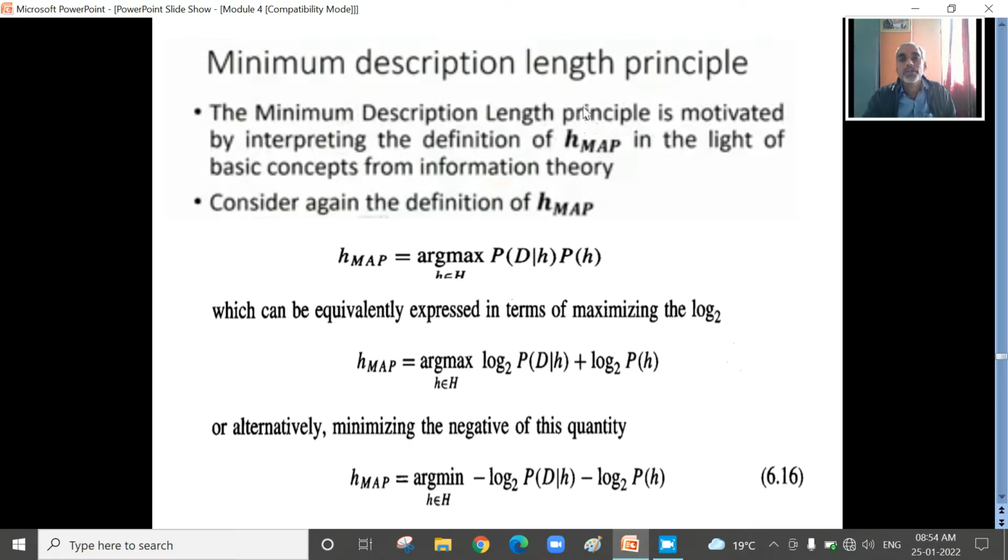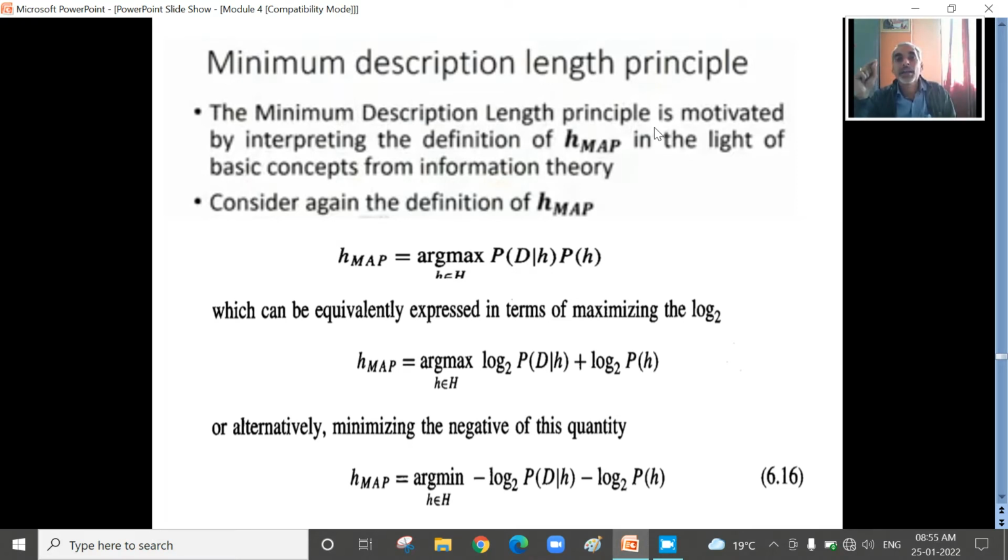This principle is motivated by interpreting the definition of H MAP. We are going to bring the concept of the maximum a posteriori hypothesis, that is H MAP, and also look into some concepts from information theory. From information theory and MAP, we try to get a relation and say that minimum description length, that means whichever hypothesis has the minimum description, that one is the best one, which will be your MAP.